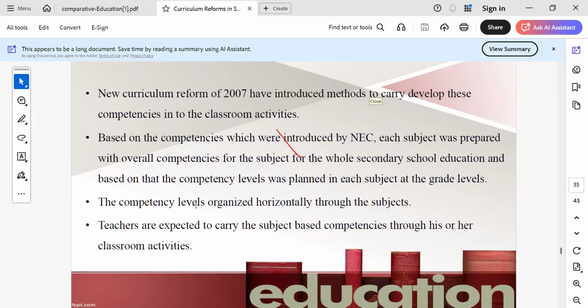So it cannot be made at once, right? There will be stages. So those stages will be competencies, right? Competency levels are organized horizontally through the subject. Teachers are expected to carry the subject-based competencies through his or her classroom activities.